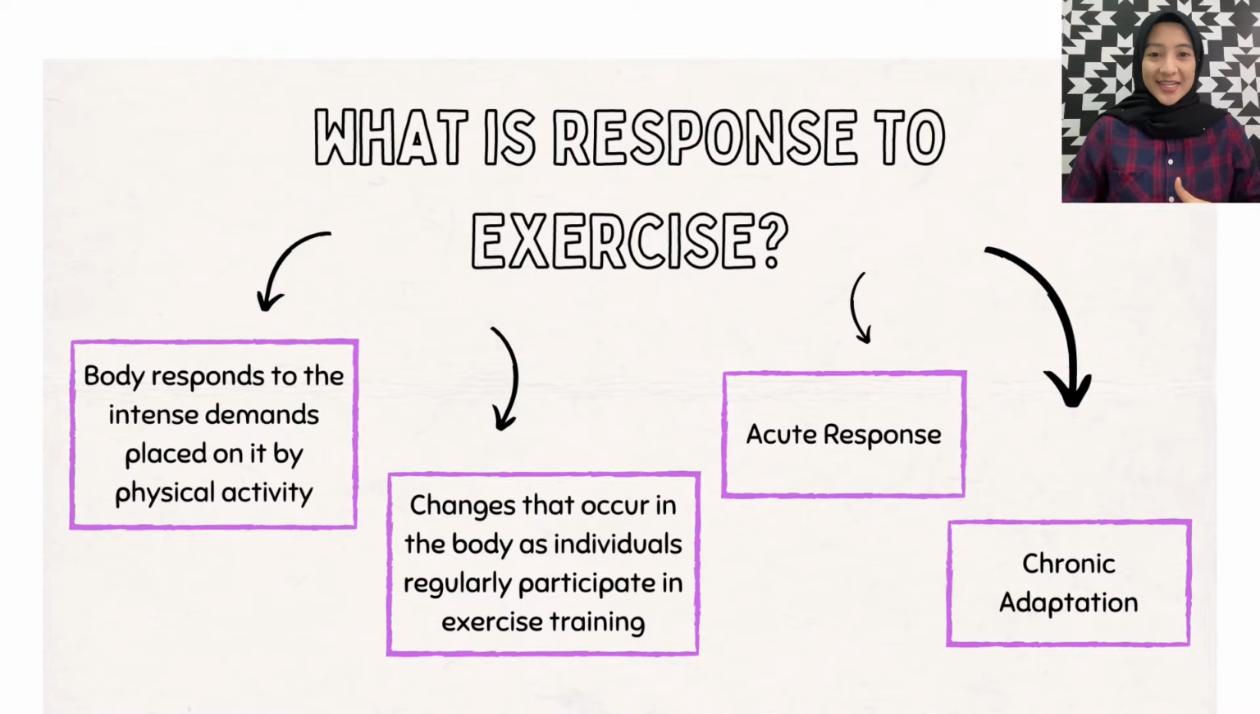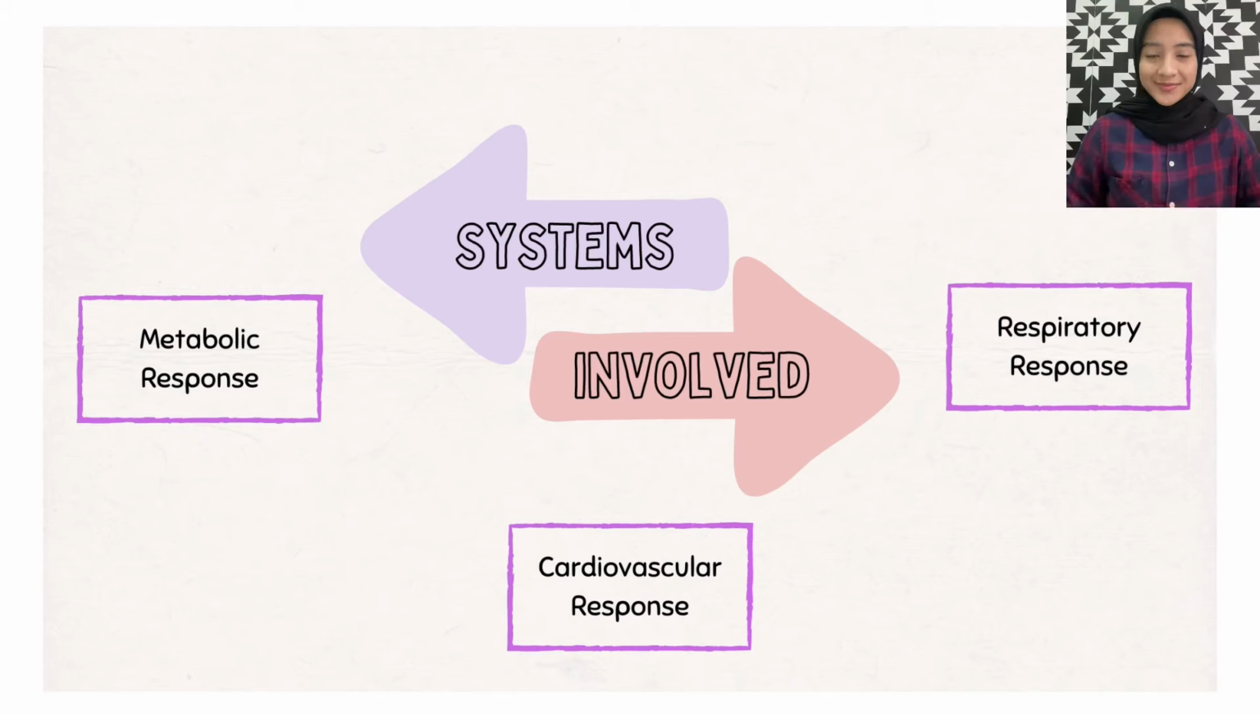Okay, so what is acute response? Acute response refers to immediate changes when performing a single bout of exercise. So how about chronic adaptation? It refers to changes that take place after a certain length of time of exposure to exercise. Okay, so let's proceed to the next slides. Systems that are involved in response to exercise: the first one is metabolic response, second is cardiovascular response, and the last one is respiratory response.